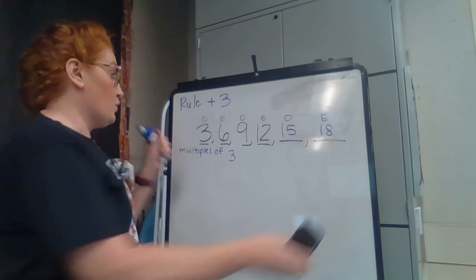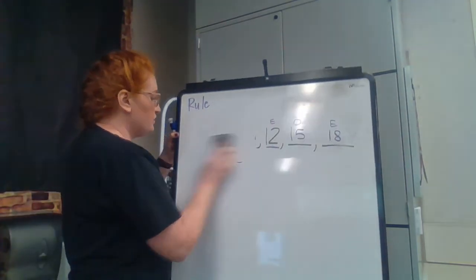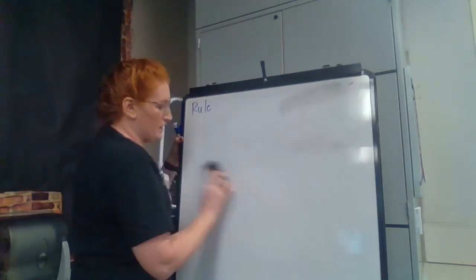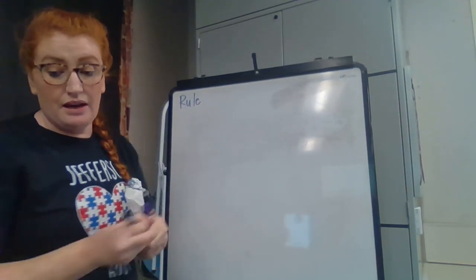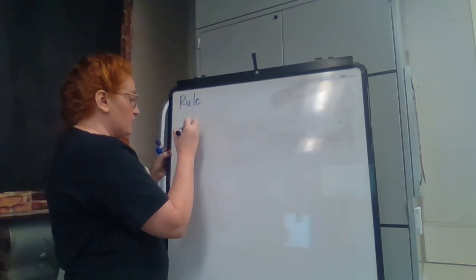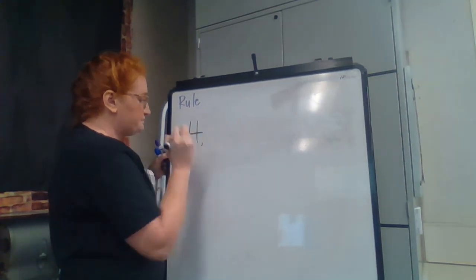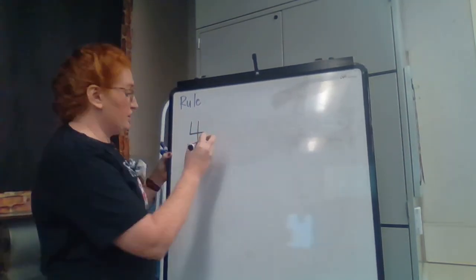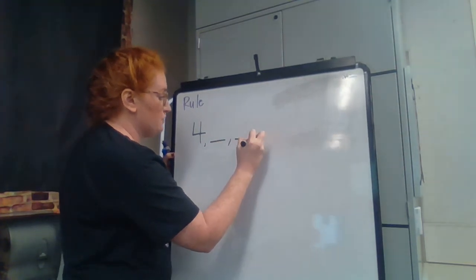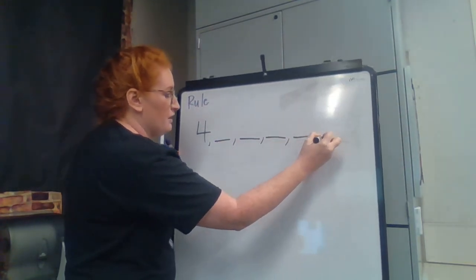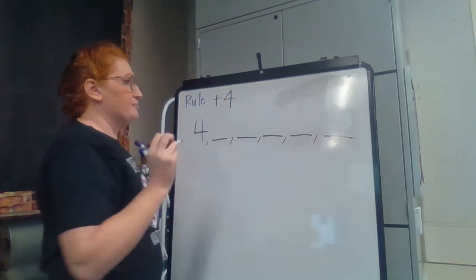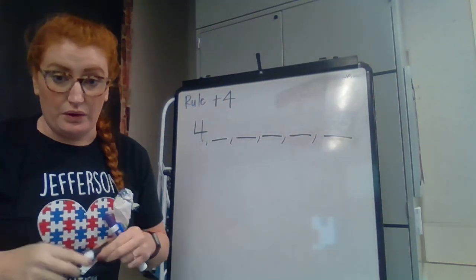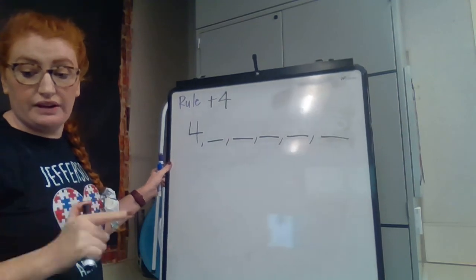Now we're going to do one more. And I'm going to give you the rule, and I'm going to give you the starting number, and I want you and your teacher to figure out what it is. So the first number in our sequence is 4. Now I want you to figure out the next 5 numbers. 1, 2, 3, 4, 5, with a rule of plus 4. So take a minute with your teacher, and I want you guys to figure that out.